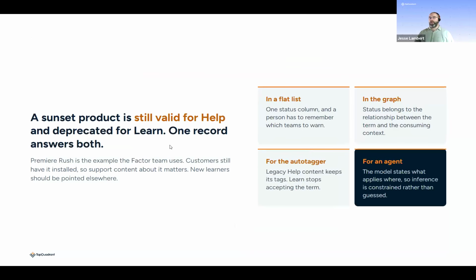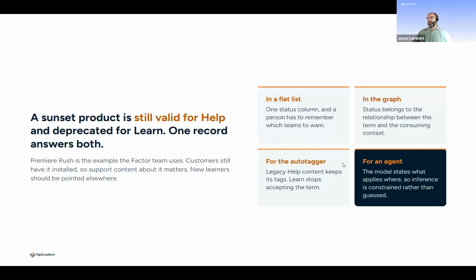While there is a product, it is still available for help. It's deprecated from the Learn platform, but we have one record. We don't need both. We have one record that is able to be so well decorated and described in context that, yes, we can feed that out as a flat list. We have it maintained in the graph.